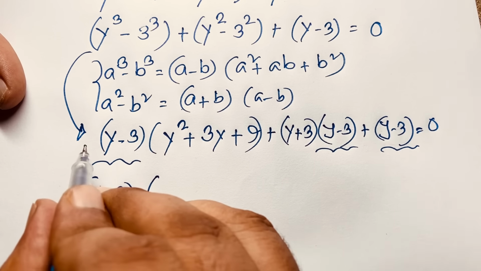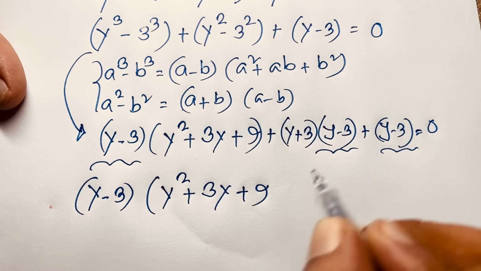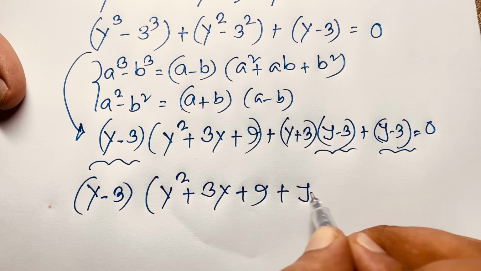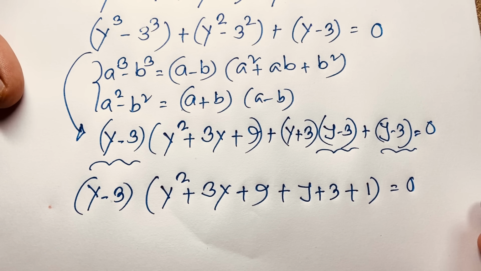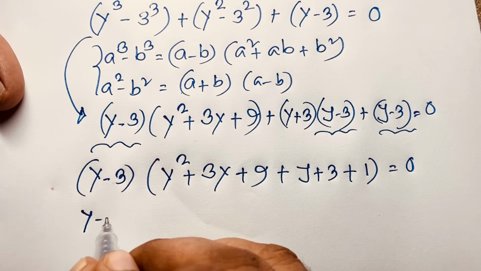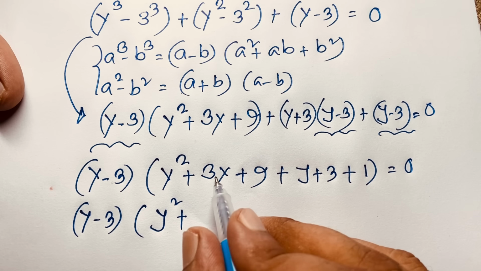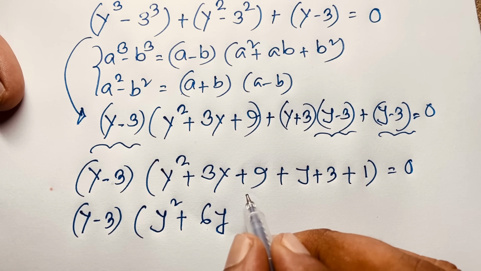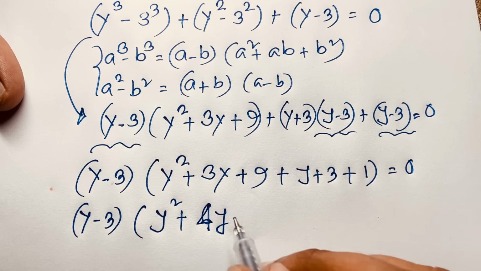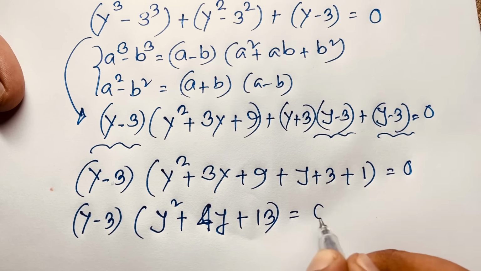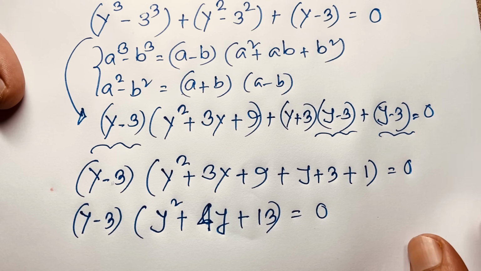So if I take this value as common, this divided by this, it will be y square plus 3y plus 9, and this divided by this, it will be y plus 3, and this divided by this, it will be positive 1 equal to 0. Now here y minus 3 times y square plus 4y, and 9 plus 1 it will be 10, 10 plus 3 it will be 13, is equal to 0. So we find here y minus 3 times y square plus 4y plus 13 is equal to 0.